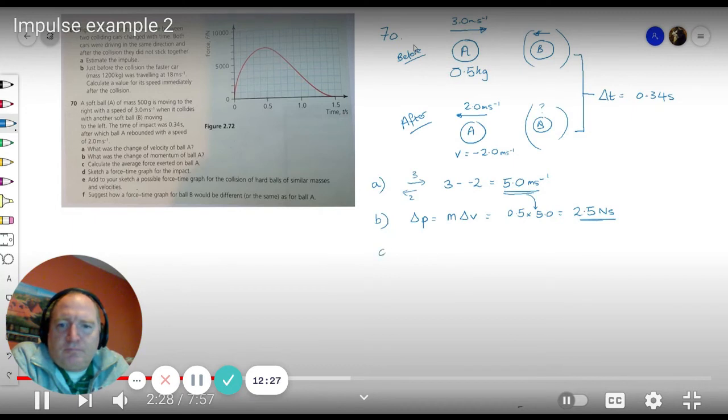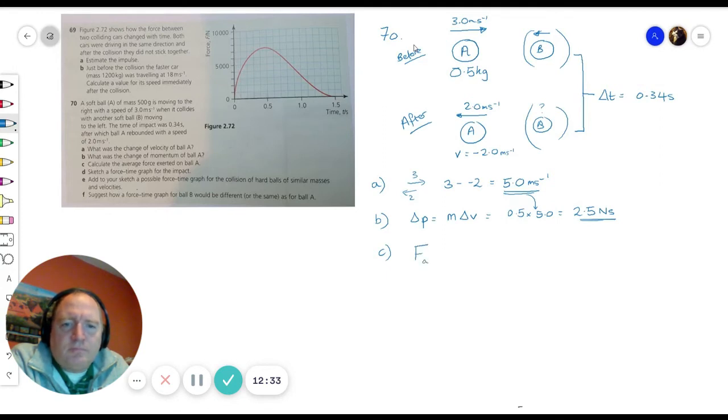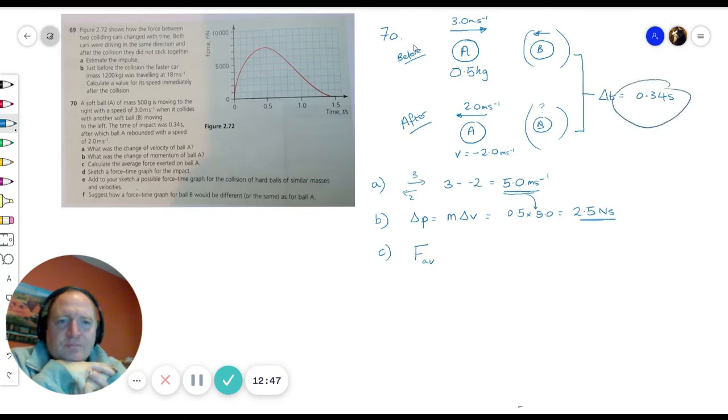Part C is asking you, what's the average force? So the average force exerted. Now, this won't be a constant force. If there's two balls colliding, they're going to squidge a little bit. They're soft balls. So it's going to squidge the balls together a bit. So that force is lasting over 0.34 seconds. So it's going to be an average force that we're calculating.